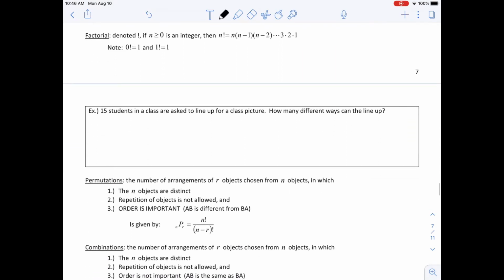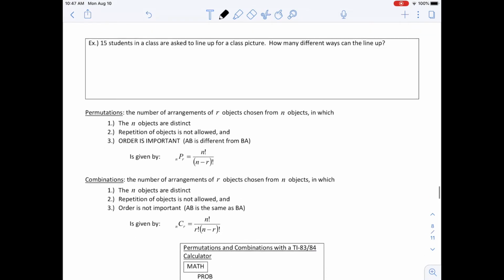The next definition that we have is called a factorial. This is denoted with an exclamation mark. If n is greater than or equal to 0 and is an integer, then n factorial is n times n minus 1 times n minus 2, and so on till 3 times 2 times 1. Also note that 0 factorial and 1 factorial are equal to 1.